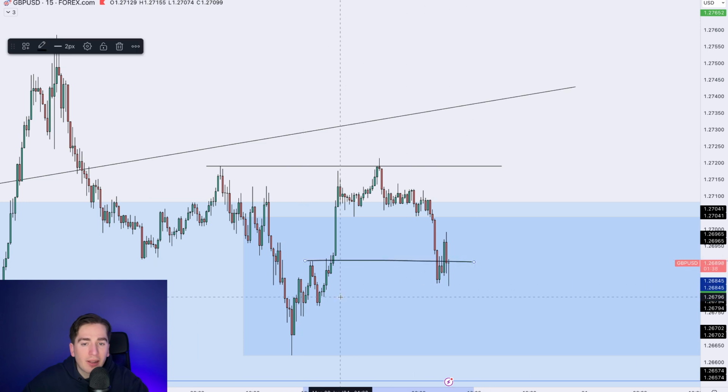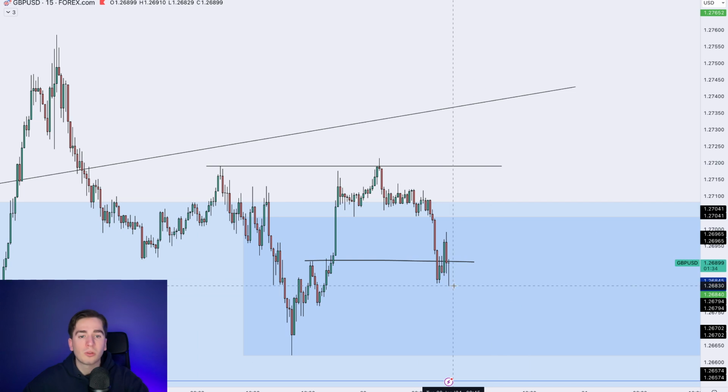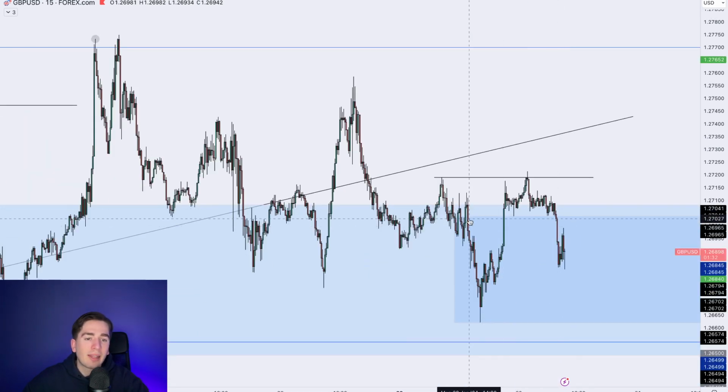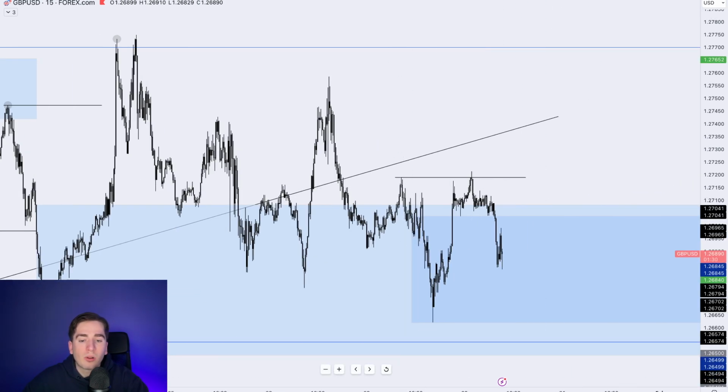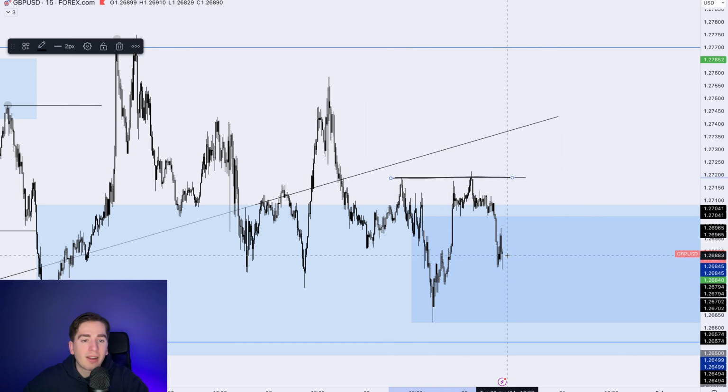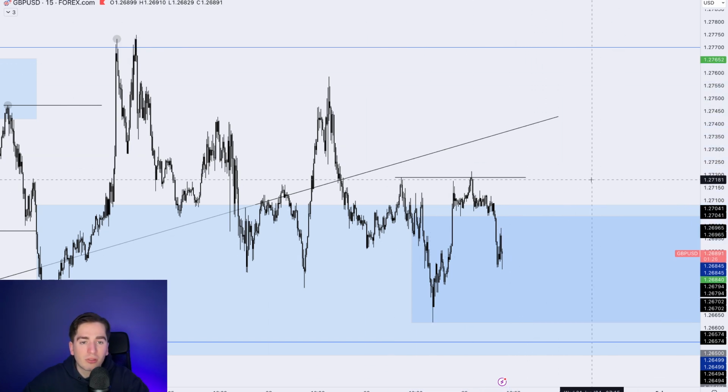Over here we have kind of like this area of demand. So wait to see if we can see a momentum shift in towards the highs, then look for those longs. But again, the highest probability trade will come once we break this high over here, then see a pullback and then further continuation.